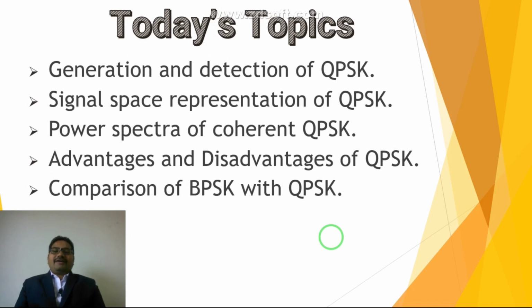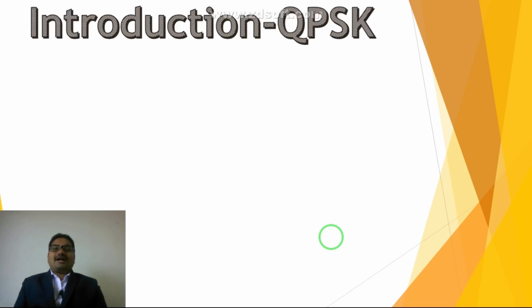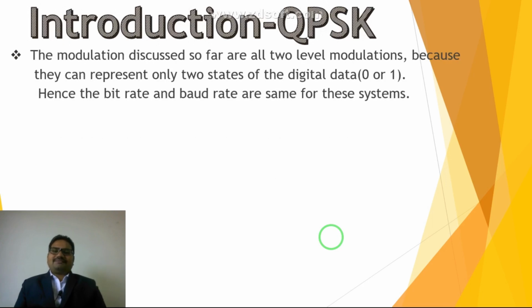So today we are going to study the generation and detection of quadrature phase shift keying, that is QPSK. Then we are going to see the signal space representation or geometrical representation of QPSK. Then the power spectrum of coherent QPSK. Then what are the advantages and disadvantages of QPSK? And at the last, we are going to compare QPSK with BPSK. So let's move towards today's lecture, that is QPSK.